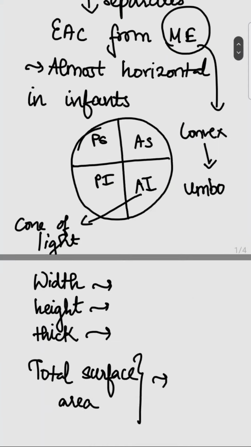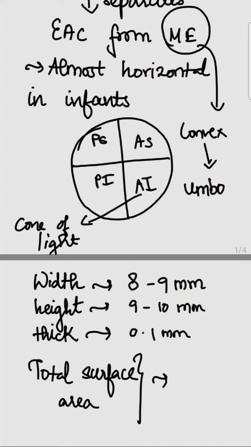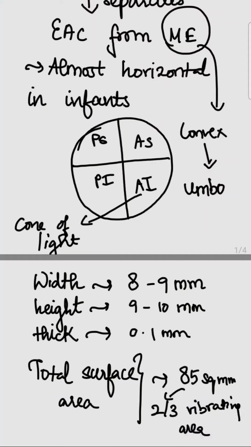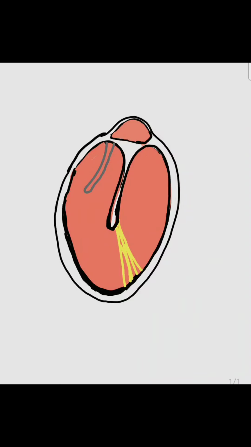Now, the width of the tympanic membrane is 8 to 9 millimeters. The height of the tympanic membrane is 9 to 10 millimeters. The thickness is 0.1 millimeter. The total surface area of the tympanic membrane is about 85 square millimeters, out of which two-thirds is the vibrating area. Now we will see about the parts of the tympanic membrane.